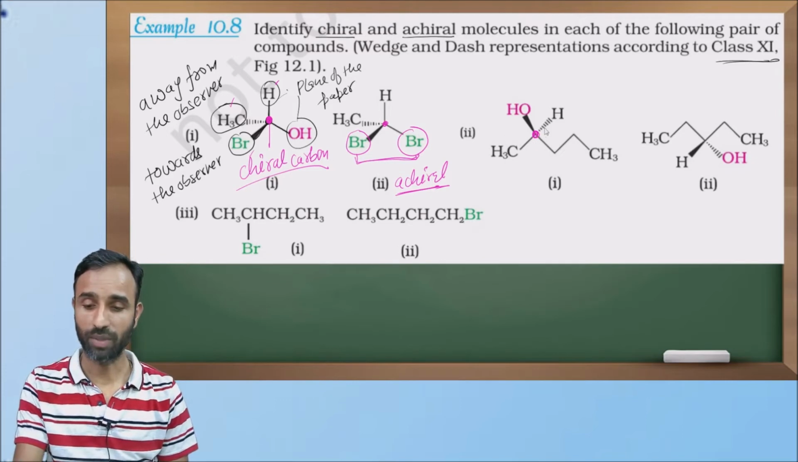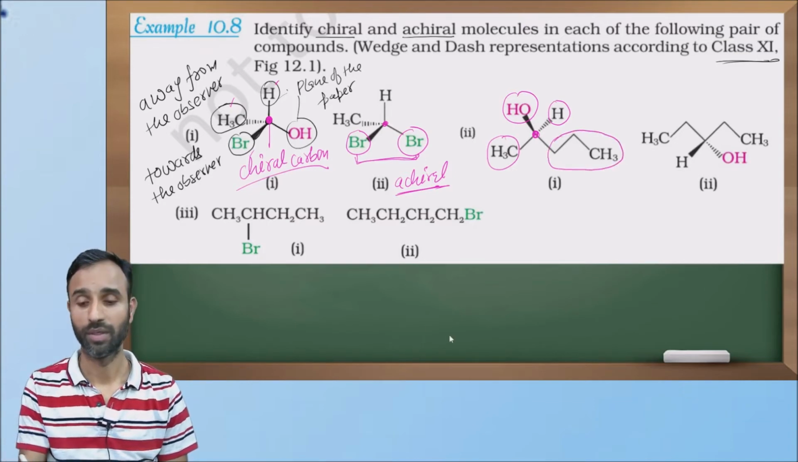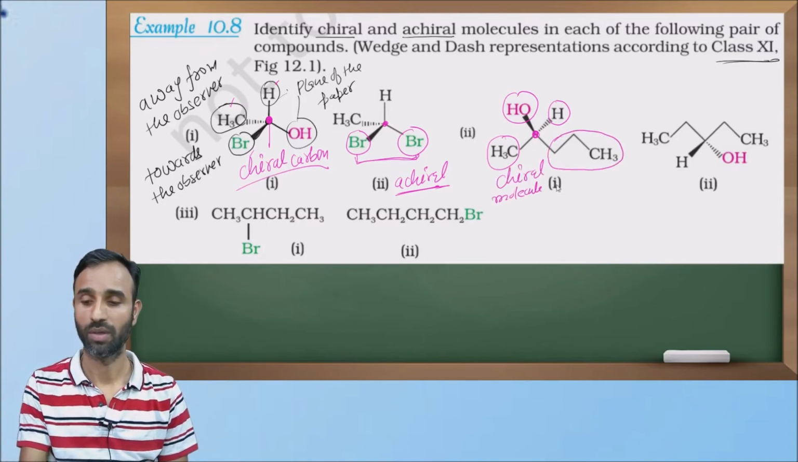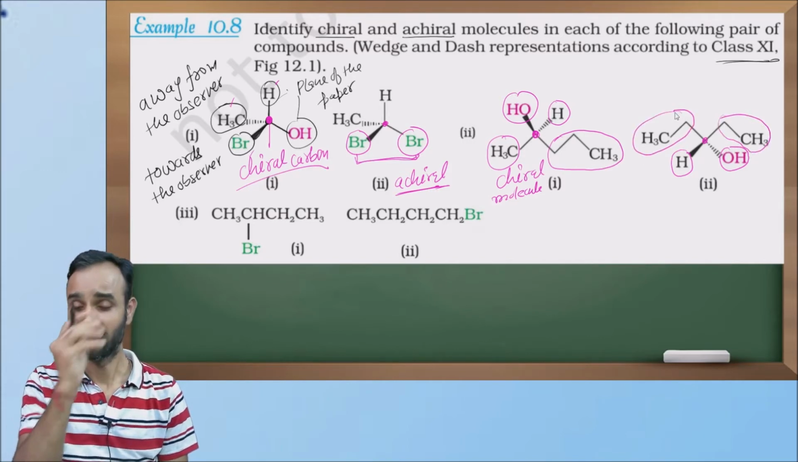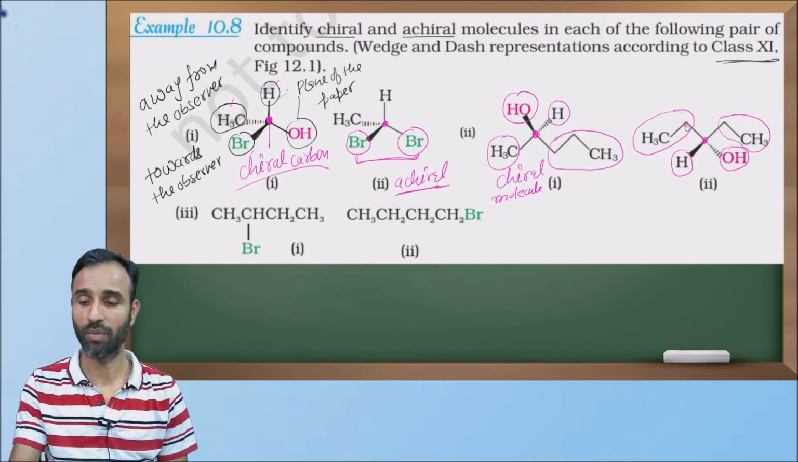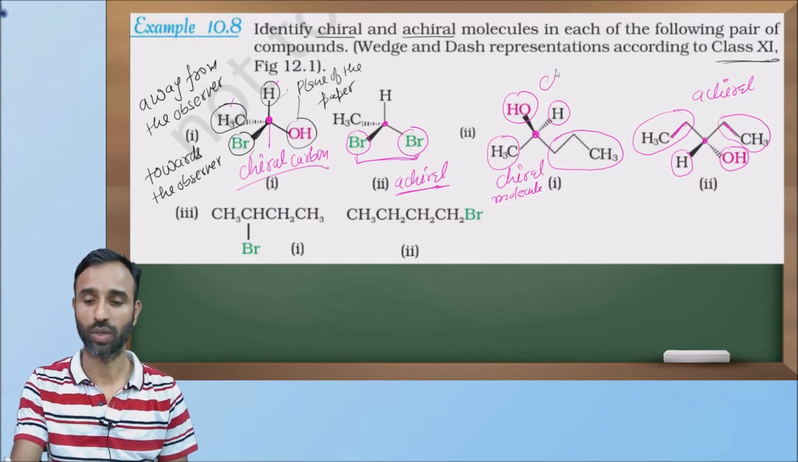Now this carbon is attached to 4 different groups, so this is a chiral molecule, and here HOH, CH2 CH3, so same groups, means this is achiral and this one is chiral.